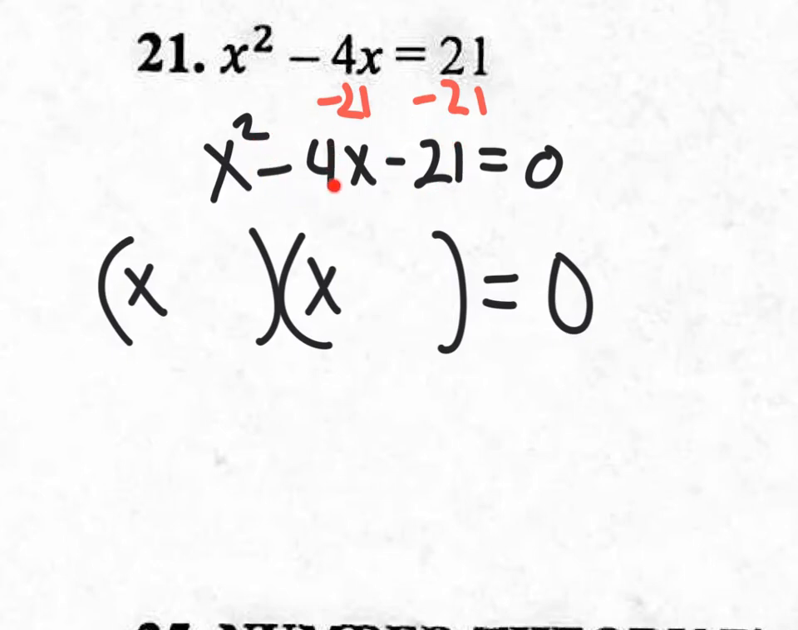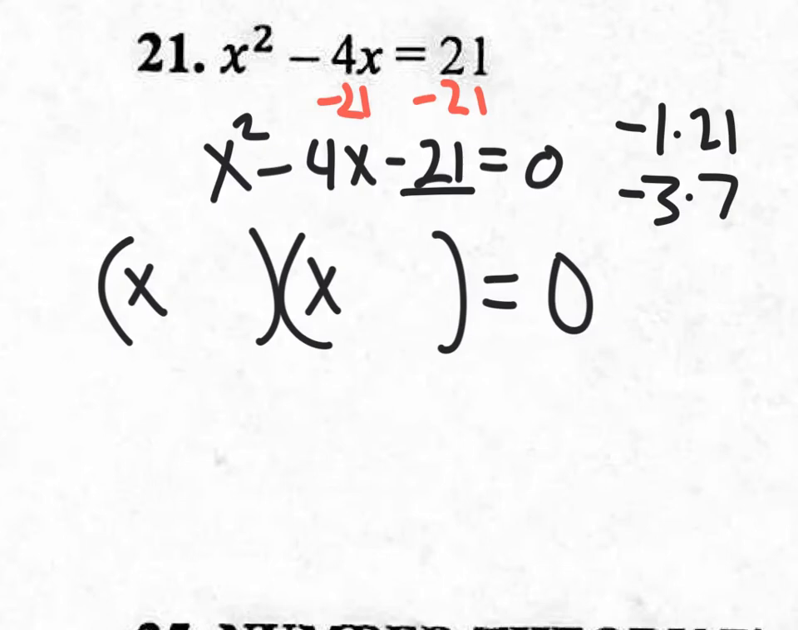you the b value? And again, if you don't see it right off the bat, go ahead and make a list. How could you get negative 21? Negative 1 times 21. Negative 2? No. Negative 3? Yeah, negative 3 times 7. Negative 4? No. Negative 5? No. Those are the only pair of numbers that work to give you negative 21.